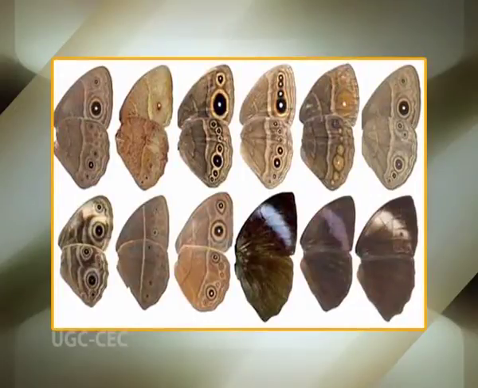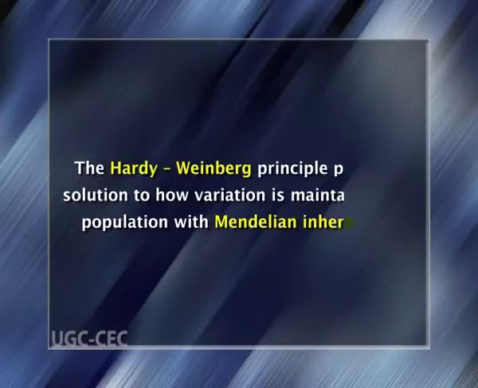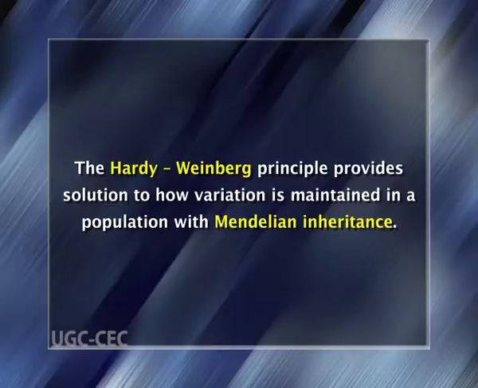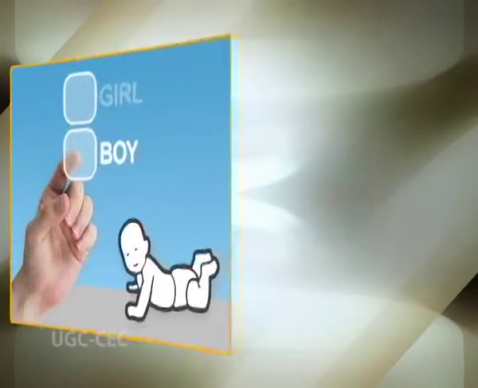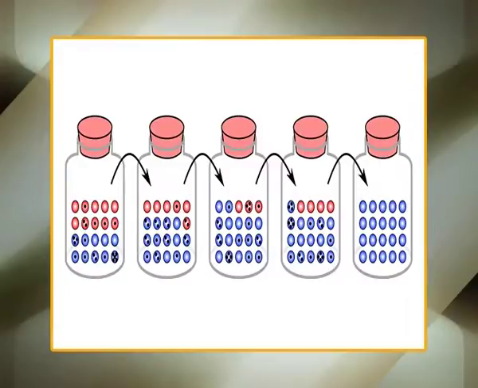Natural selection will only cause evolution if there is enough genetic variation in a population. Before the discovery of Mendelian genetics, one common hypothesis was blending inheritance. But with blending inheritance, genetic variance would be rapidly lost, making evolution by natural or sexual selection implausible. The Hardy-Weinberg principle provides the solution to how variation is maintained in a population with Mendelian inheritance. According to this principle, the frequencies of alleles, variations in a gene, will remain constant in the absence of selection, mutation, migration, and genetic drift.